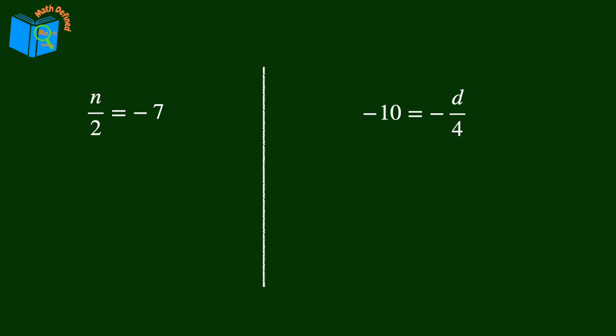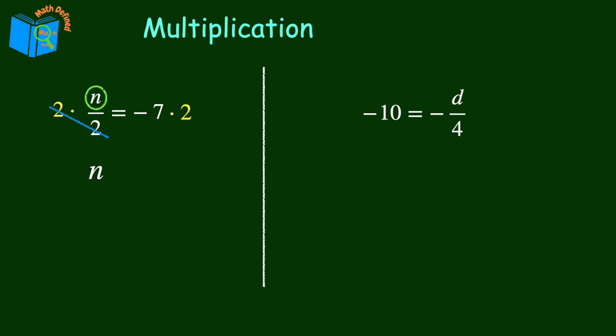The fraction bar is just another way to show division. To solve this, we need to isolate the variable n. To undo division, we use the inverse operation, multiplication. We'll multiply both sides by 2 to keep the equation balanced. On the left, the 2's cancel out, leaving n, and on the right, -7 times +2 equals -14.